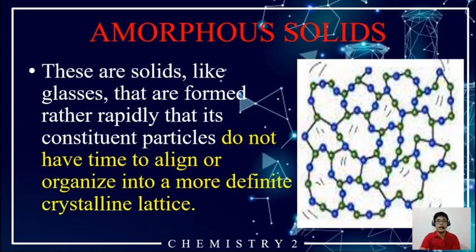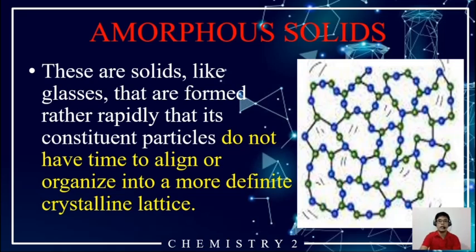So these are solids, like glasses, that are formed rather rapidly, so that its constituent particles do not have time to align or organize into a more definite crystalline lattice. And when we say lattice, these are an ordered array of points describing the arrangement of particles that form a crystal. So itong nakikita nyo dyan sa screen nyo, that is actually a lattice, pero hindi siya crystalline lattice. So arrangement lang siya ng molecules of a solid wherein the unit of a crystal is defined by the lattice points. And as you can see, yung mga lattice points dyan ay hindi gaanong ka-organize.